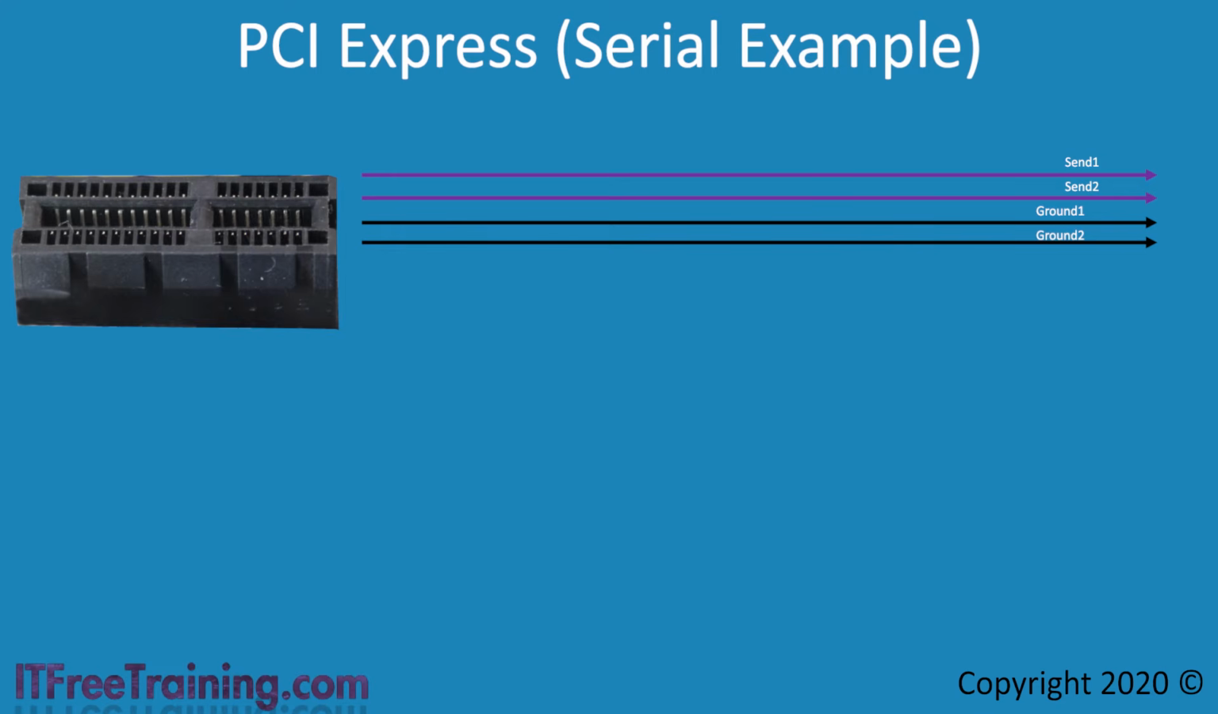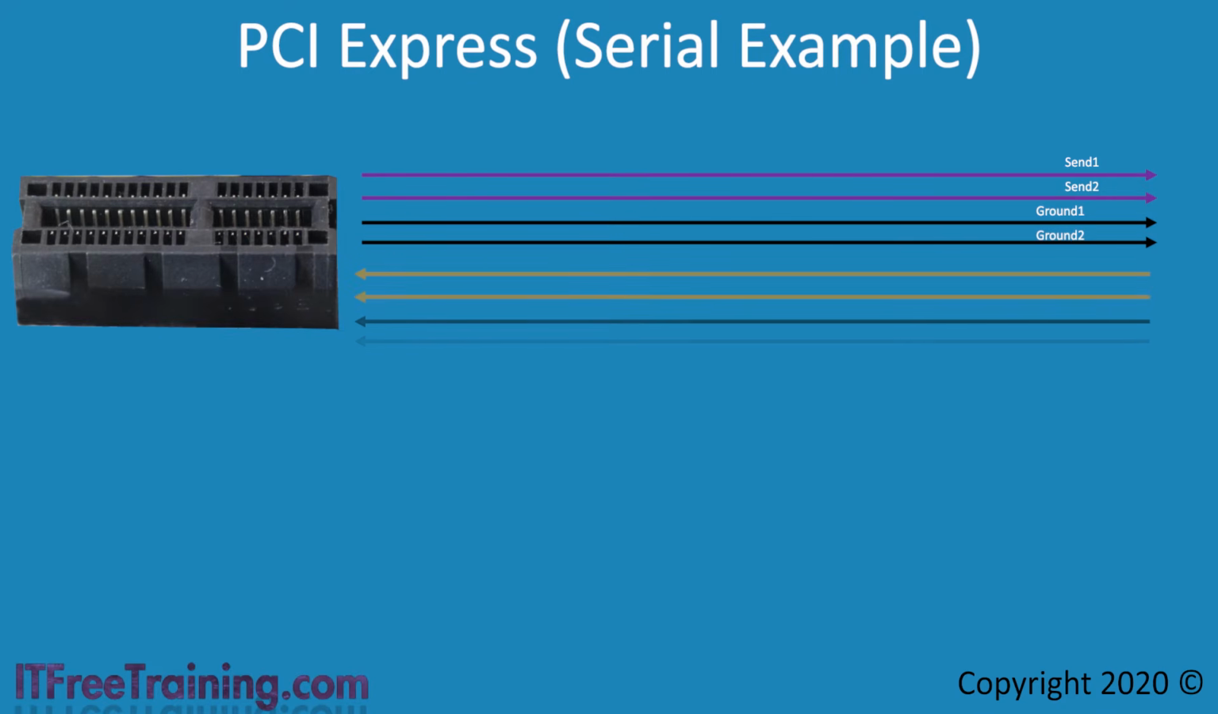Running an extra wire is a small price to pay to reduce interference and thus increase the amount of data that can be sent. The same principle applies to the receive wires. 4 wires, 2 of which are for receiving and 2 are for ground. Using 2 receive wires electrically reduces interference and thus increases the speed data can be transferred at.